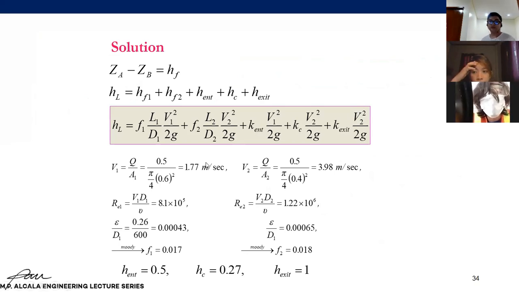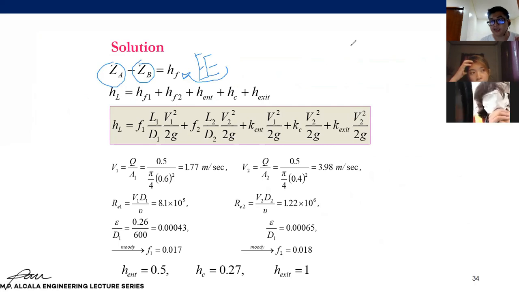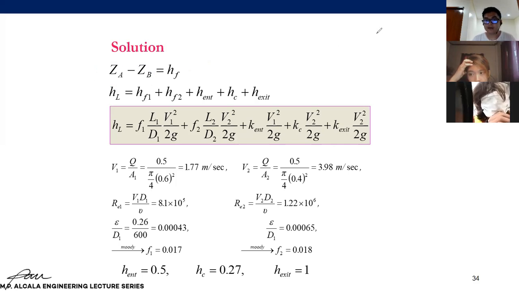So, solution. First of all, you need to determine the Bernoulli equation. Di ba? Energy equation lang to. Okay? From the energy equation, you can derive the head loss. So, that is simply the energy at point A is simply equivalent to the energy at point B. O, tingnan natin ha. Isa-isa. Balikan natin para malinaw.